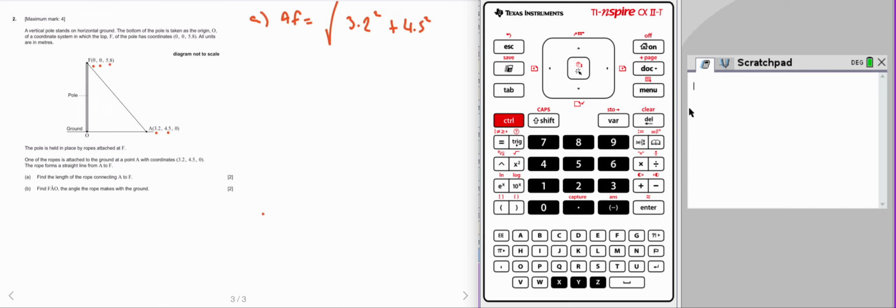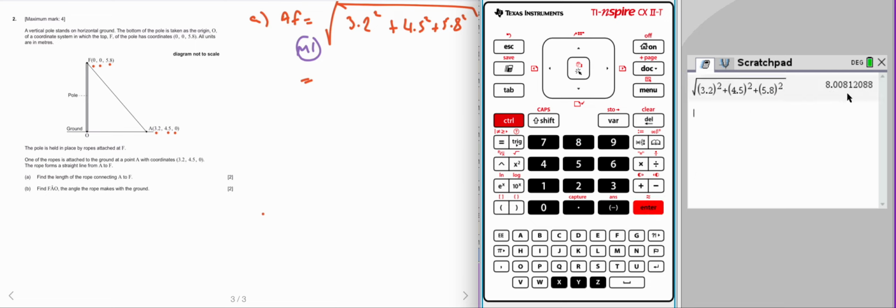And then the last one is 5.8 and 0. So we're going to add 5.8 squared. Substitution into the formula, that's going to be a method mark at this stage. And then if we type this into the calculator, we're going to have square root of 3.2 squared plus 4.5 squared plus 5.8 squared. Make sure that it brackets over everything, press enter, and we're going to have a value of 8.00812088, which is approximately 8.01 meters to three significant figures.